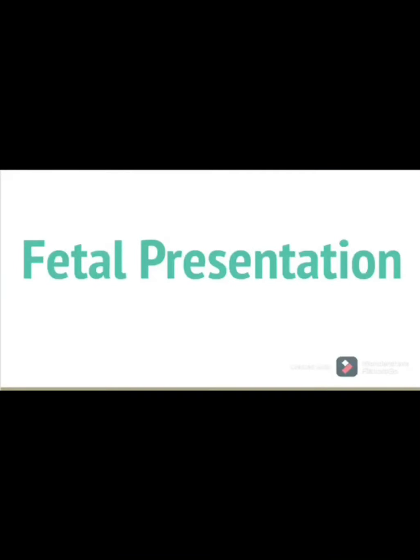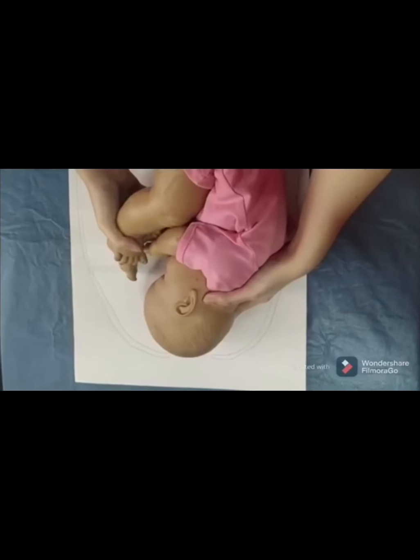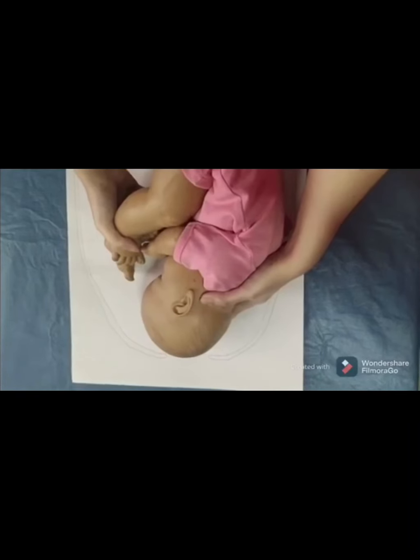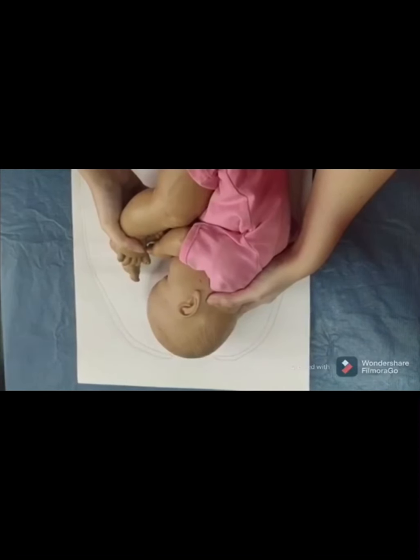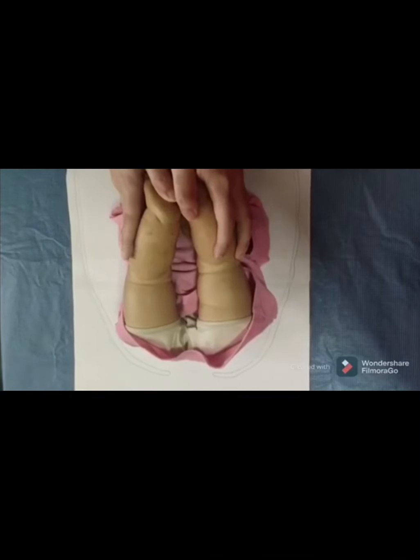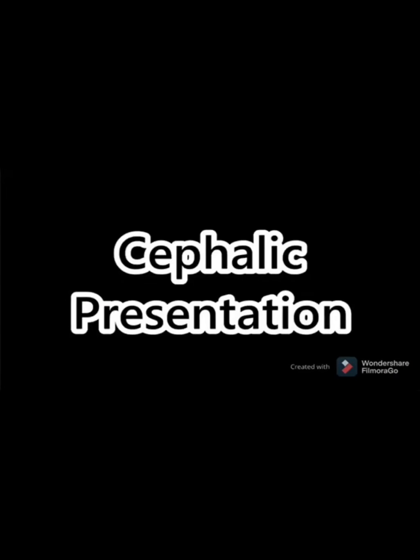The presenting part is the portion of the fetal body that is either foremost within the birth canal or in closest proximity to it. It can be cephalic, breech, or shoulder. If the head is foremost within the birth canal, it is referred to as cephalic presentation. On the other hand, if the breech is foremost in the birth canal, then it is breech presentation. Under cephalic presentation, we have different types. We have the vertex or occiput presentation, face presentation, sinciput presentation, and the brow presentation.